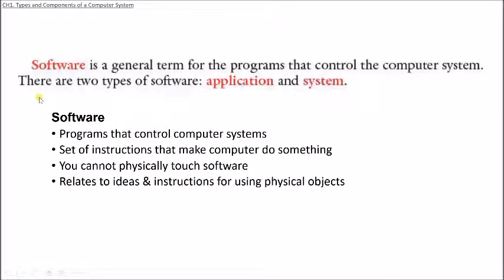But the software is a general term for the programs that control the computer system. There are two types of software, the application and system software. So you can summarize software as programs that control our computer systems, a set of instructions that make the computer do something. You cannot physically touch the software, and it relates to the ideas and instructions for using the physical objects of our computer system.